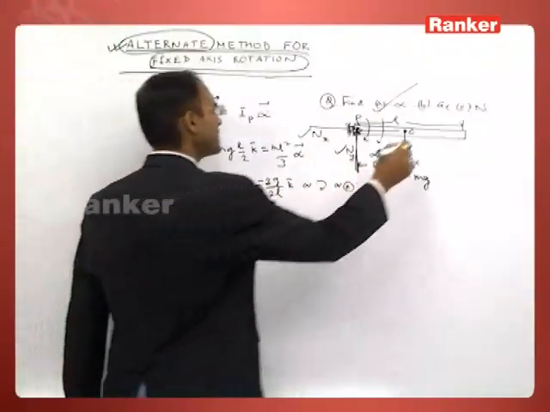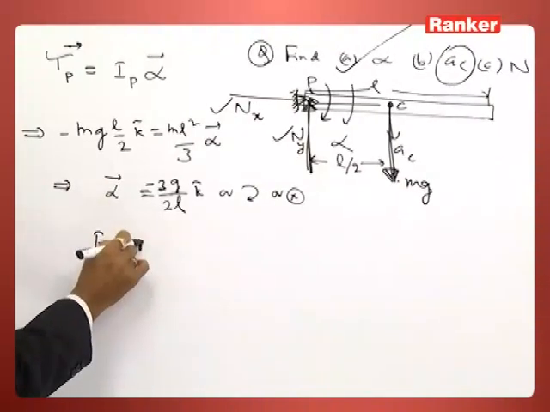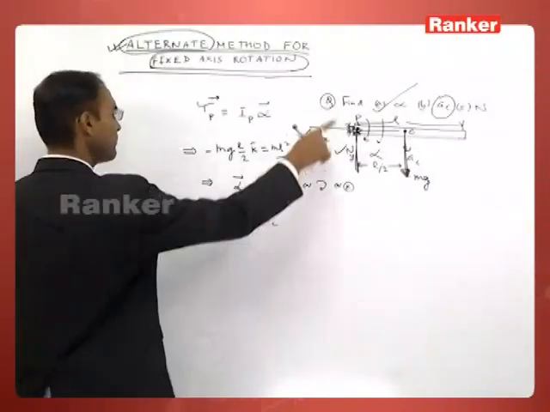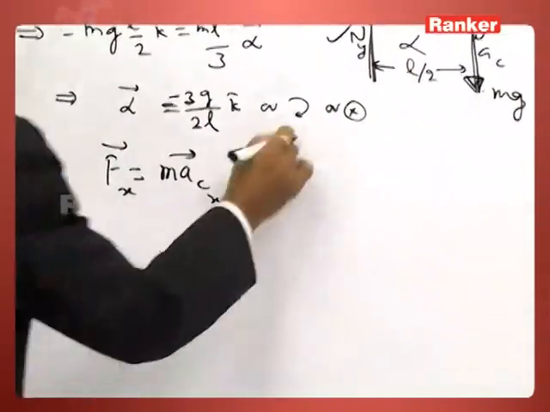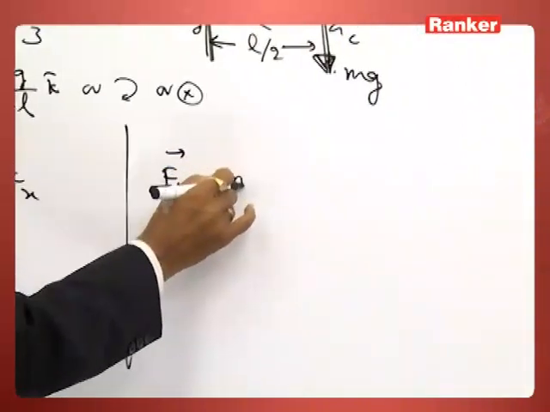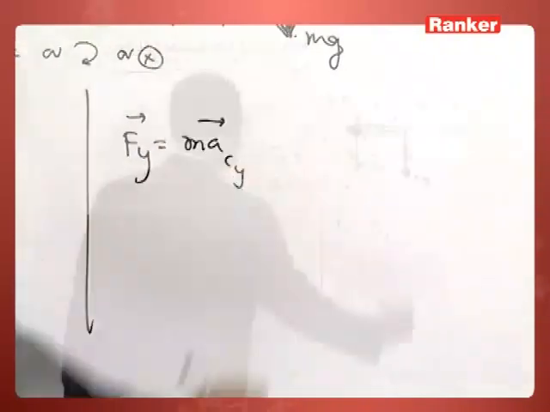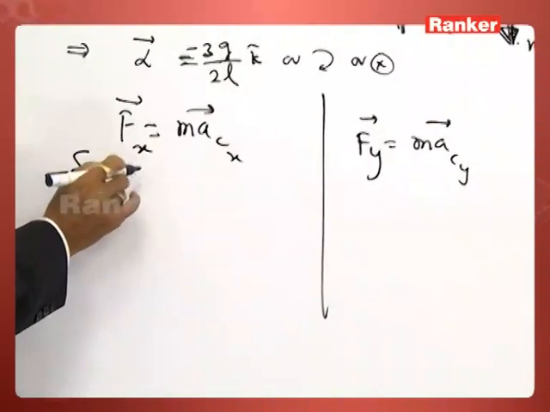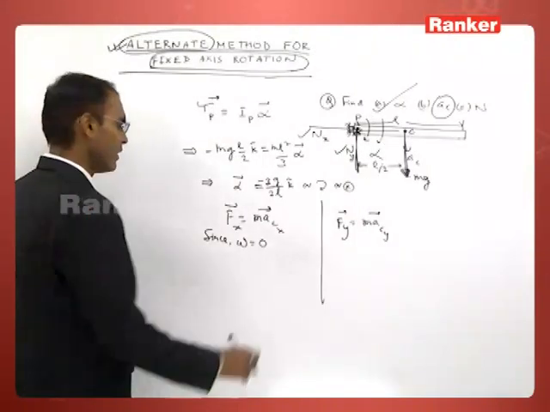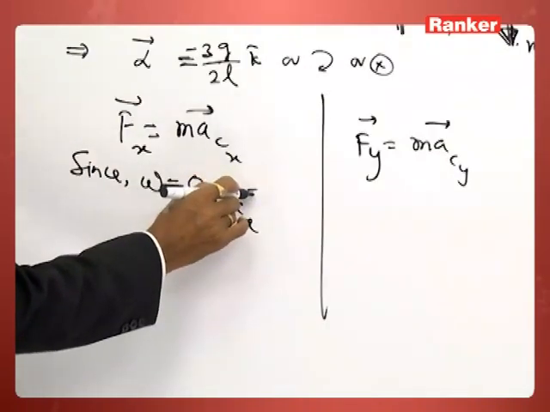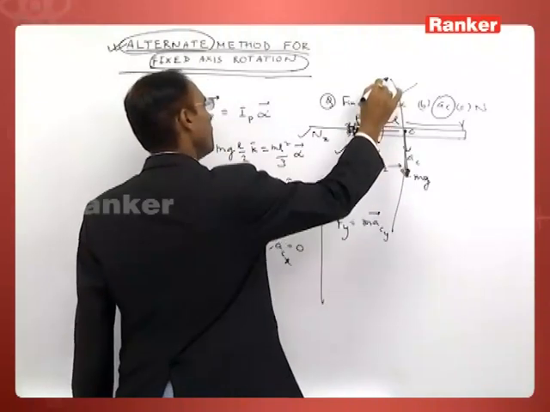So we got alpha. To get the acceleration of the center of mass, we have to write the force equation as usual. F is equal to m into center of mass acceleration, or the net force along y direction, along x direction. Fy is equal to m into acy. Since omega of the rod is 0, the center of mass acceleration along x direction is 0, as we discussed, because the center of mass moves in a circular path.